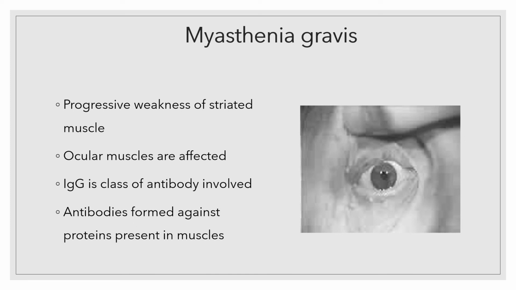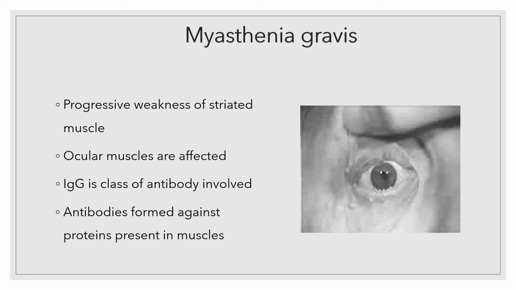Myasthenia gravis presents as a gradual progressive weakness of the striated muscle. It's usually the ocular muscles that are affected. The muscles affected are facial, pharyngeal, and skeletal muscles as well. The IgG antibody is the class involved in this disease.